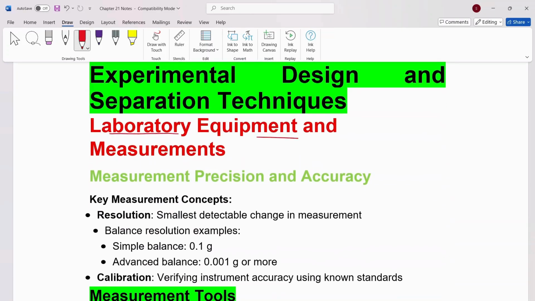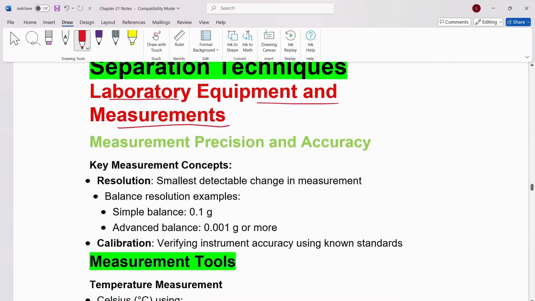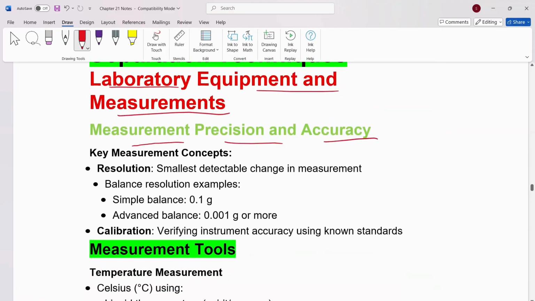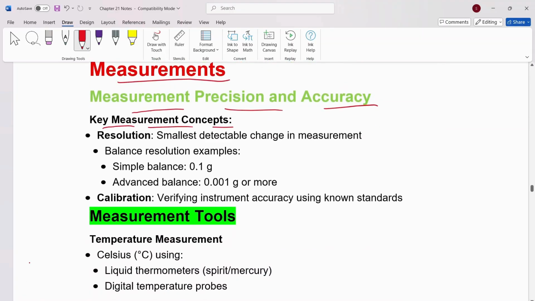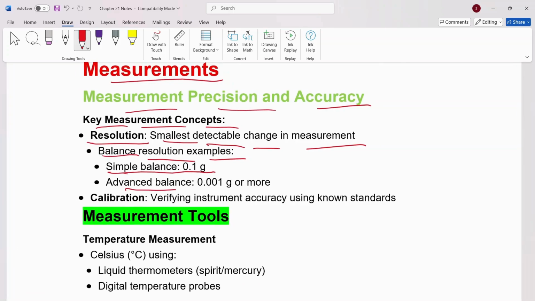Now we have some laboratory experiments and measurements, measurement precision and accuracy. Some key measurement concepts. Number 1, resolution. Resolution is the smallest detectable change in measurement. Balance resolution examples are a simple balance at 0.1 gram and an advanced balance at 0.001 gram or more.